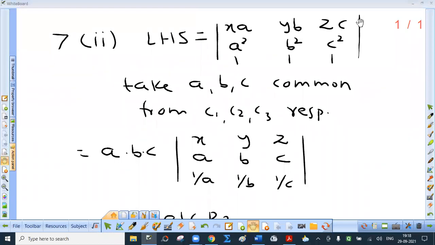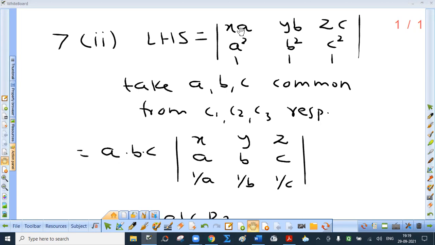Seventh sum, second part. We'll be doing the first part in the next lecture. Prove that the determinant x a y b z c, a square b square c square, 1, 1, 1 is equal to the determinant x y z, a b c, bc ca ab. If you observe the determinants carefully, both LHS and RHS, you will notice that a, b, c should be taken common from the first column, second column, and third column respectively. I'm not saying they are HCF.